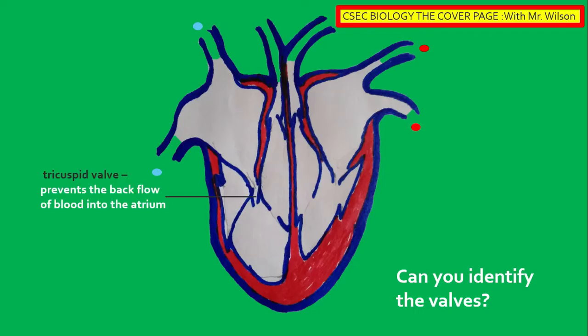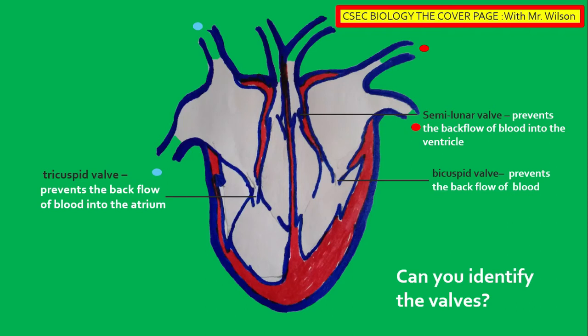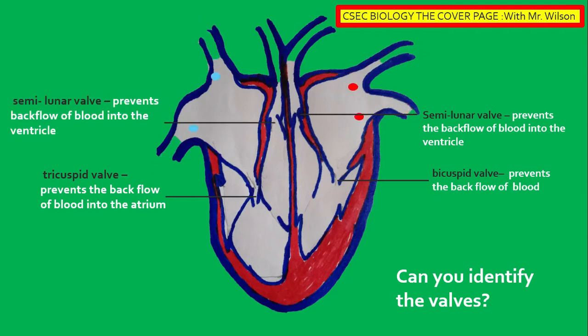Can you identify the valves? Again, this is another strategy. We're looking at 4 valves in the heart, so you must be able to count: I'm supposed to label 4 valves, I'm supposed to label 4 blood vessels. That type of thing you should be able to do. Remember, the numbers will help when you are doing your labeling.